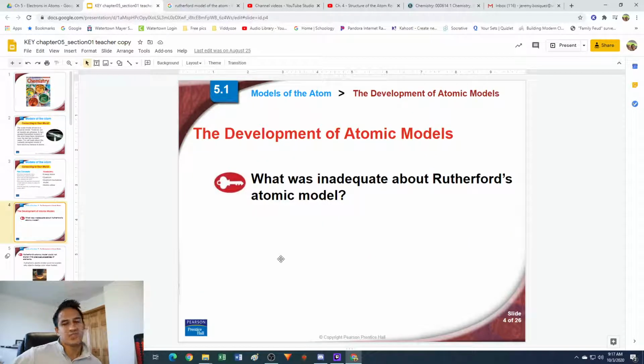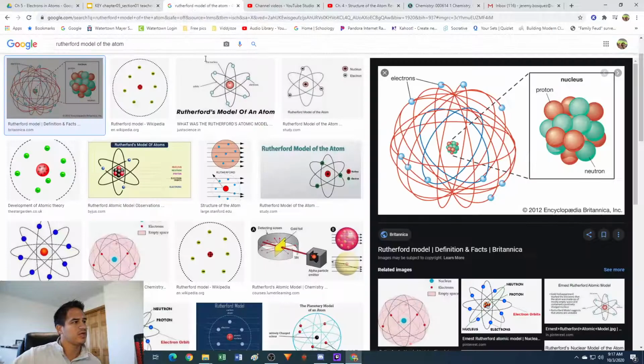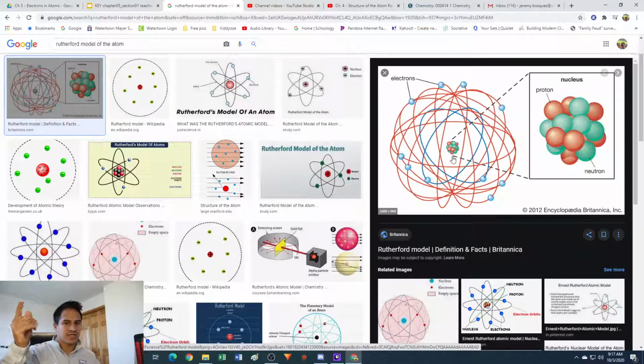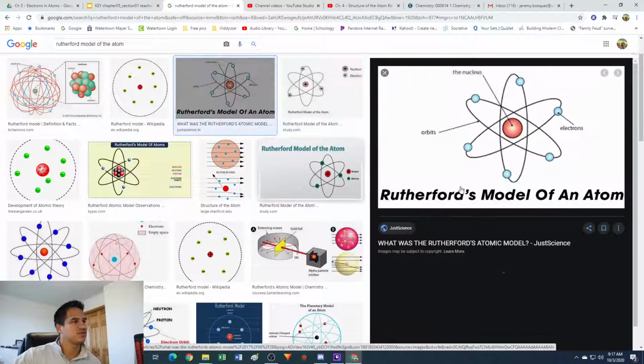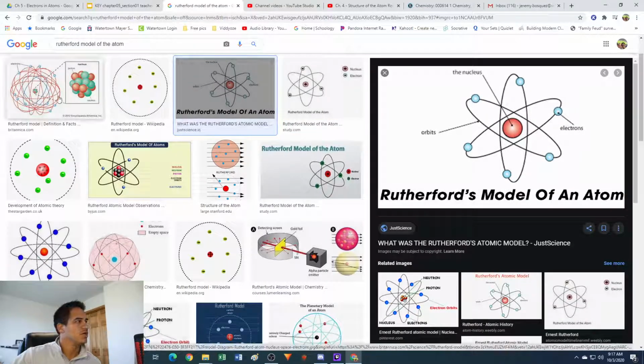So, first off, let's talk about Rutherford's model of the atom and what was wrong with it. If you don't remember what Rutherford's model of the atom looks like, it's basically what I like to call the Jimmy Neutron model, where you have the nucleus in the middle and all the electrons buzzing around the nucleus, like planets that orbit around the sun. If you were to ask anybody to draw a picture of what an atom looks like, this is probably the picture that they would draw, or some version of this, where you have the nucleus and all these electrons that go around.